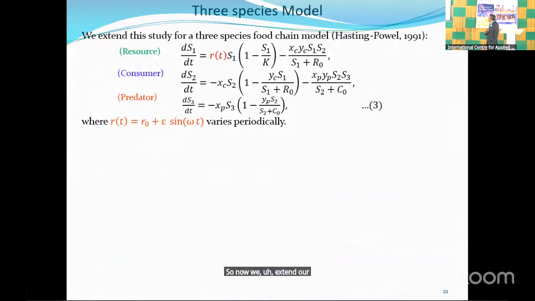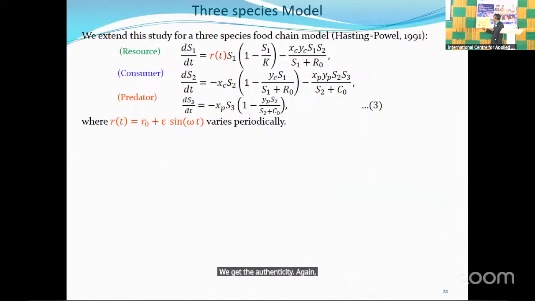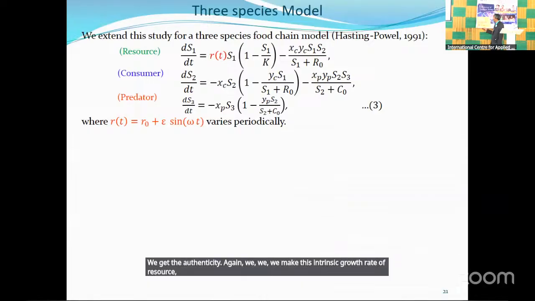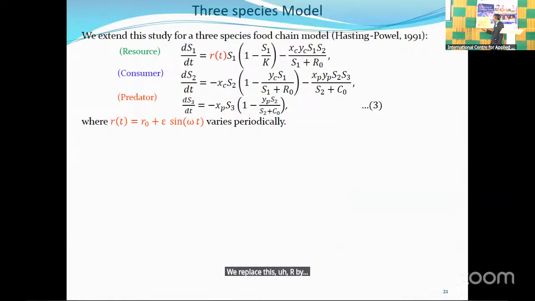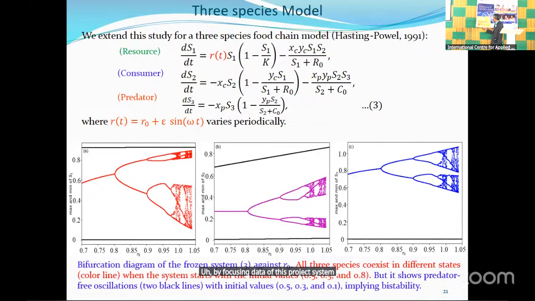So now we extend our study to a three species model. This is the famous model proposed by Hastings and Powell in 1991. S1 is the resource density, S2 is the consumer density, and S3 is the predator density. Again, we make the growth rate of the resource time dependent. We replace this r by r(t), where r(t) is the expression r naught plus a sinusoidal term. First, this is the bifurcation diagram of this closed system, where r(t) equals r naught.